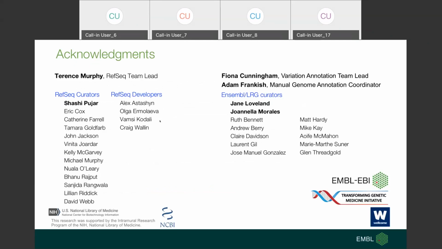And so here are all the people that have done the work. It's quite a few people, but I just want to make sure you see that it's a joint effort by the NCBI and by us here at the EMBL-EBI. We have different funding sources that are shown here. But again, please contact us.